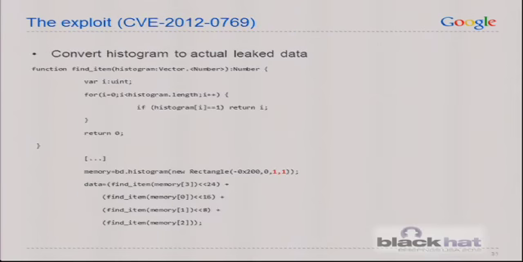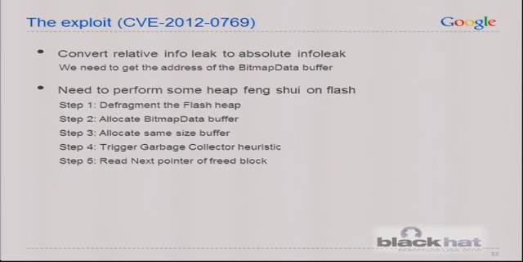The idea here is, okay, why don't I supply a 1x1 rectangle and convert that histogram to data, so I can reliably read a DWORD relative to the buffer. But reading relative to the buffer is cool. You can probably find Flash pointers over there, but it's not reliable. So I'm always looking for excellence, and this is what I did. I converted the relative info leak into an absolute info leak by performing these steps.